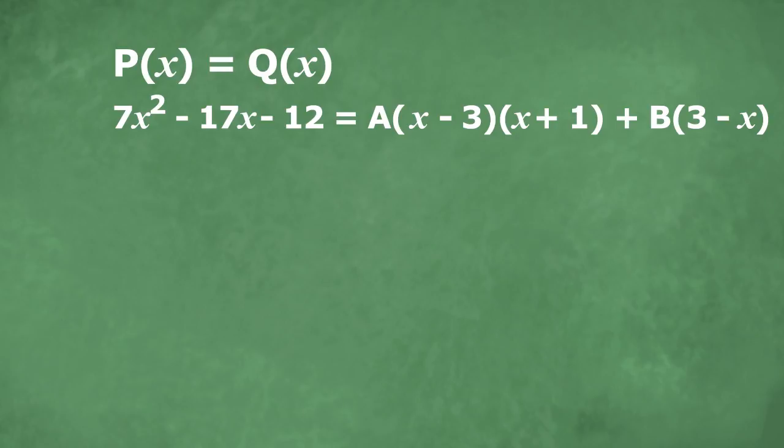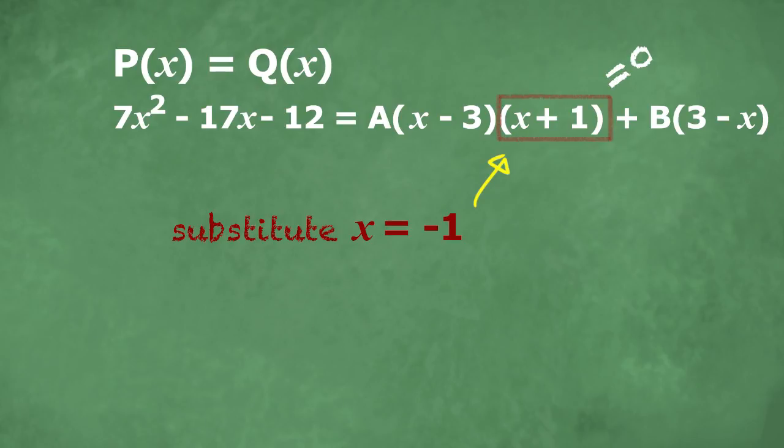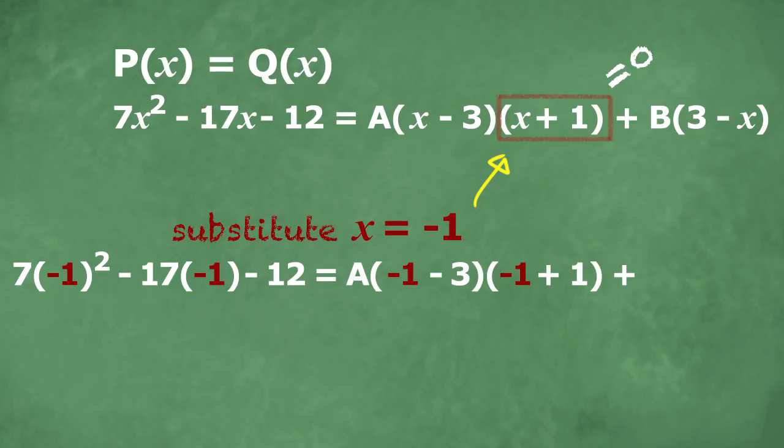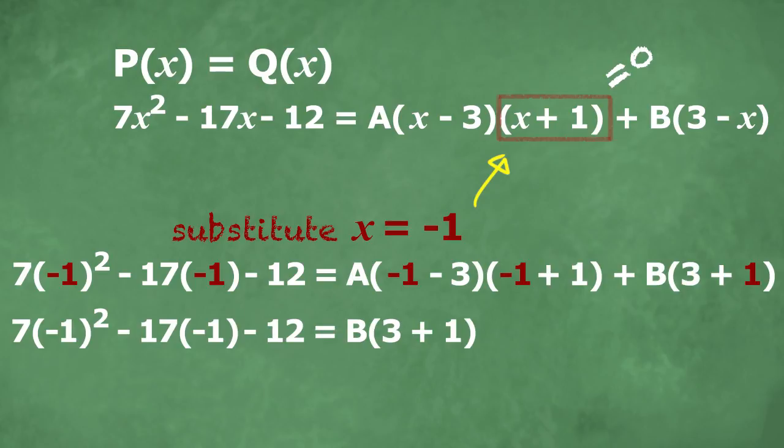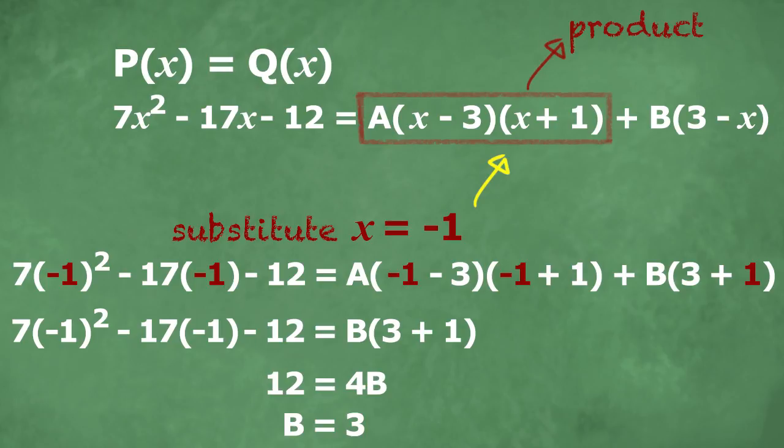Next, let's try x equals negative 1. This time, the term involving a becomes 0. From the equation, we can find the value of b. So, in general, substitution method is useful when one of the polynomials is expressed in the product form just like q of x.